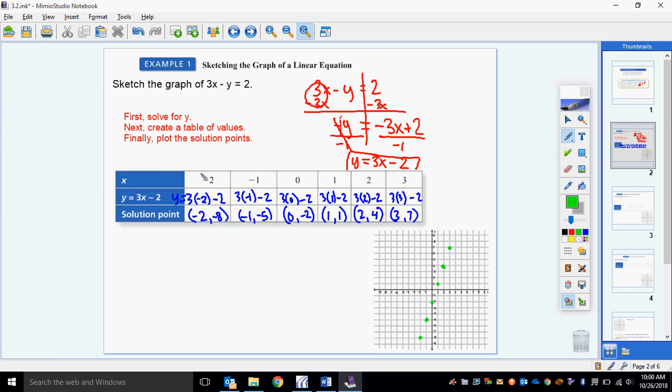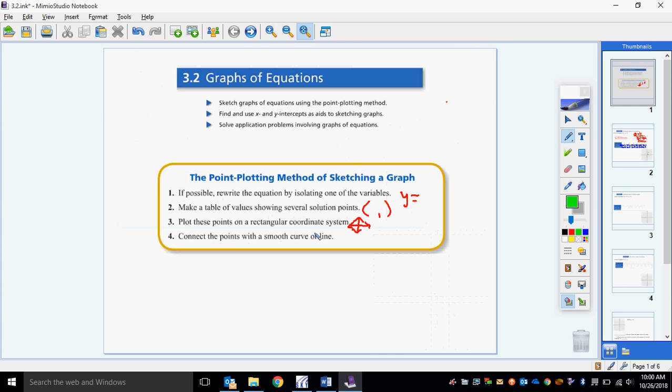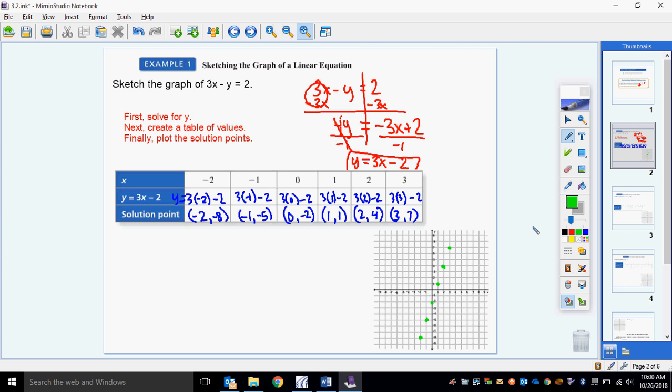Okay, so I plot the solution points, and remember step 4 would be to connect the points with a smooth curve or line. This one's not curving at all, it's a straight line. We can put arrows on the end to show that this line goes on forever. I could pick an infinite amount of x's and I'd get an infinite amount of solution points.